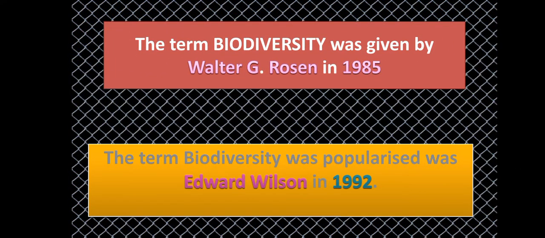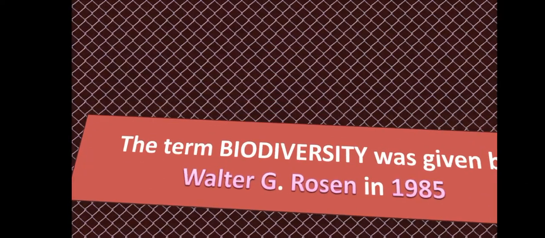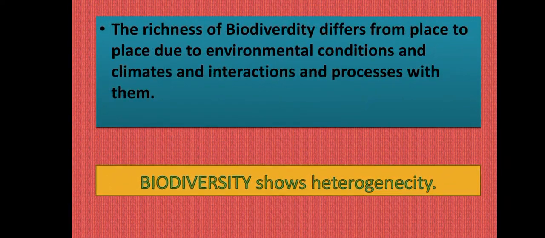The term biodiversity was given by Walter G. Rosen in 1985, but the term biodiversity was mostly popularized by Edward Wilson in 1992. The richness of biodiversity differs from place to place due to environmental conditions and climates and interactions and processes with them. Biodiversity shows heterogeneity.